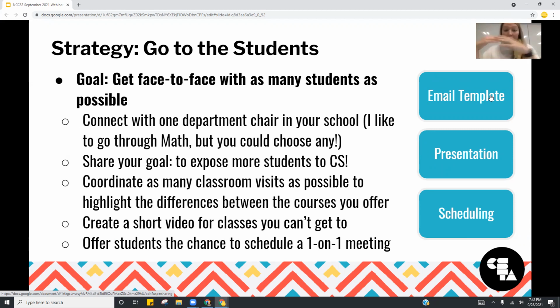So this looked like, for me, going into math classes, doing a 5 to 8 minute presentation so I could hit anywhere between 6 to 8 in one planning period, get my face in front of the students, tell them about the different courses, and then offering them the chance to schedule a one-on-one meeting with me. I used Calendly, but you could use a Google form, right, for students to request that one-on-one meeting.